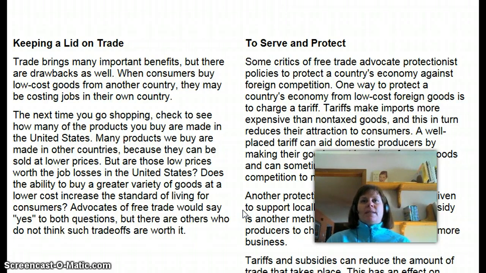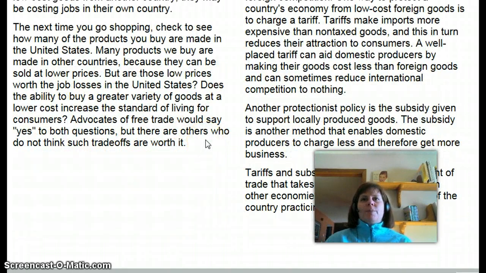Tariffs make imports more expensive than non-tax goods, and this, in turn, reduces their attraction to consumers. A well-placed tariff can aid domestic producers by making their goods cost less than foreign goods and can sometimes reduce international competition to nothing. Another protectionist policy is the subsidy given to support locally produced goods. This subsidy is another method that enables domestic producers to charge less and therefore get more business. Tariffs and other subsidies can reduce the amount of trade that takes place. This has an effect on other economies, as well as on the economy of the country practicing protectionism.